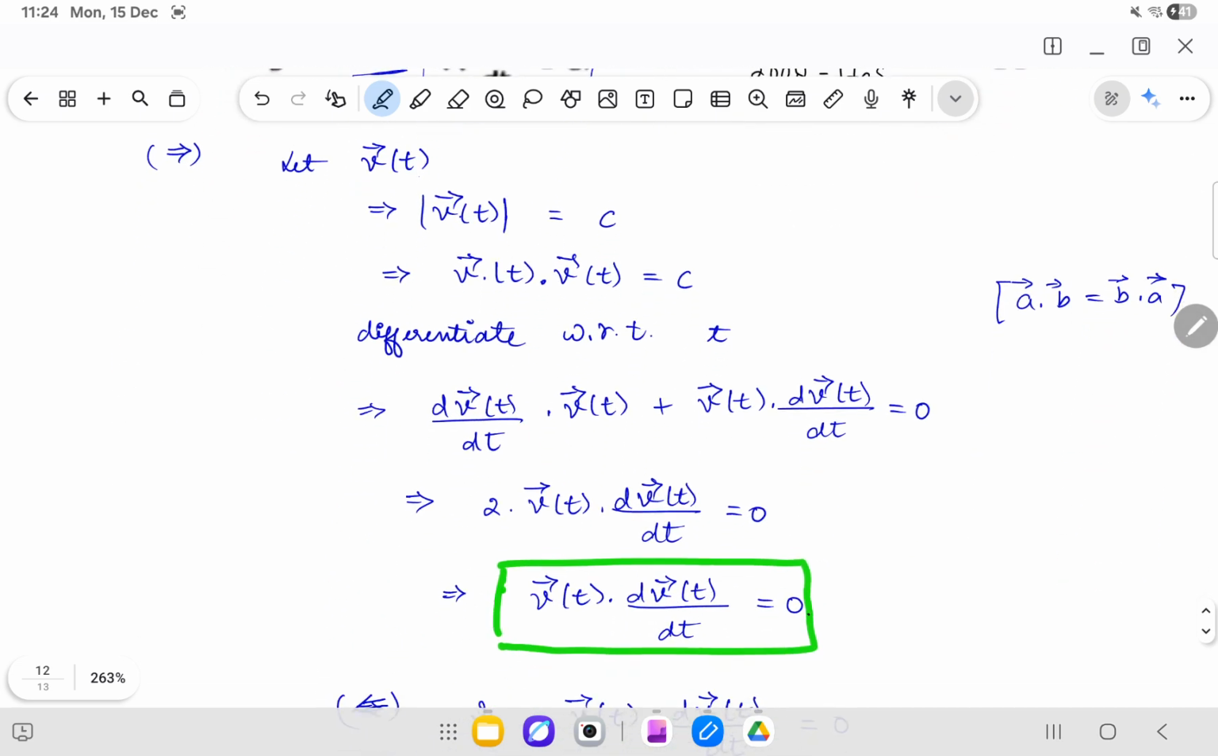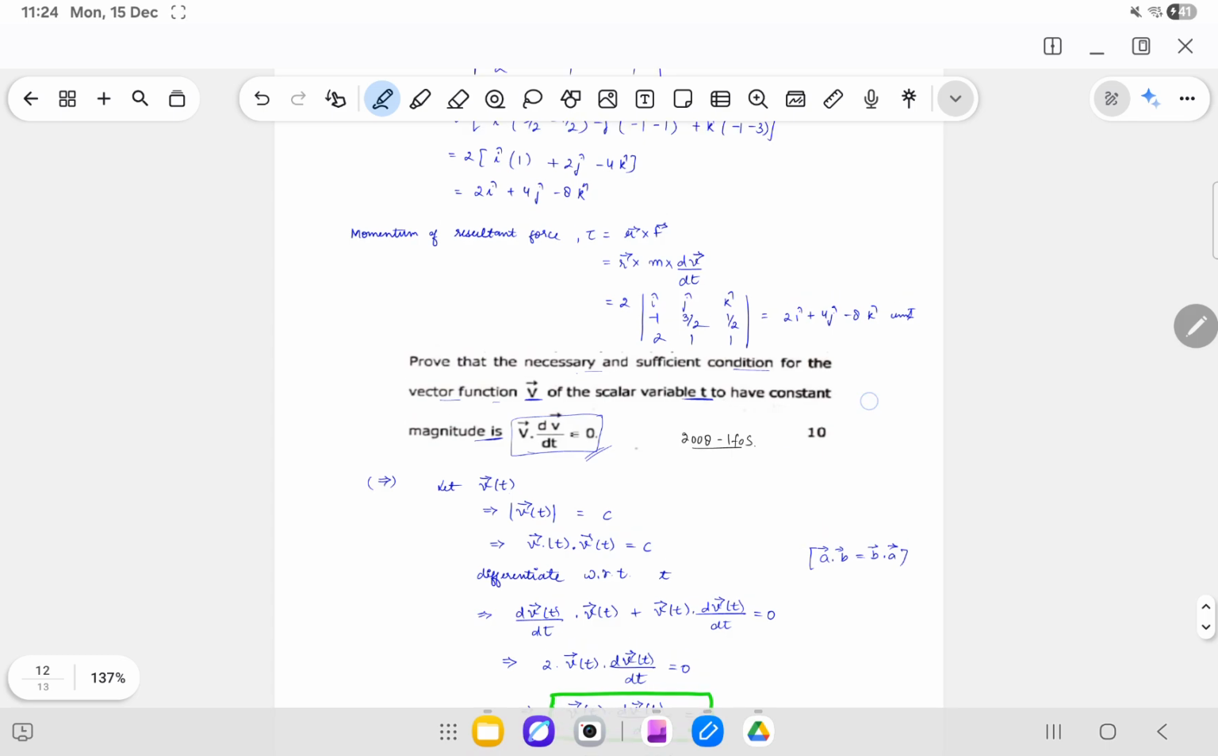So this completes our questions on differentiation of vectors, and only these many questions are asked on this topic.